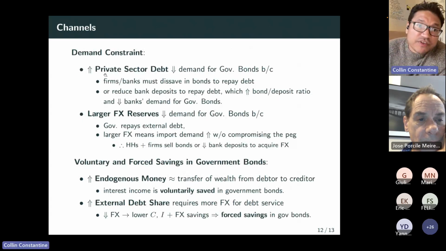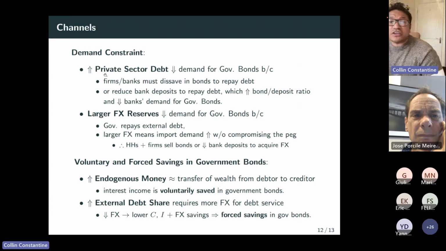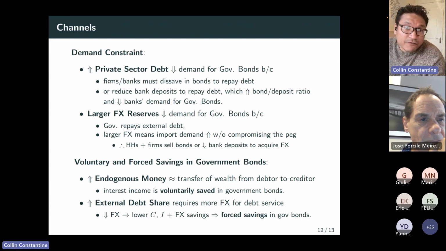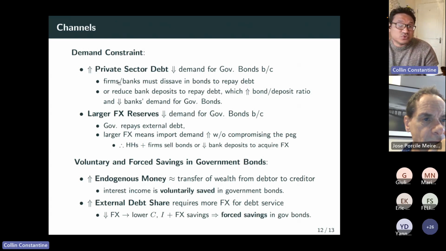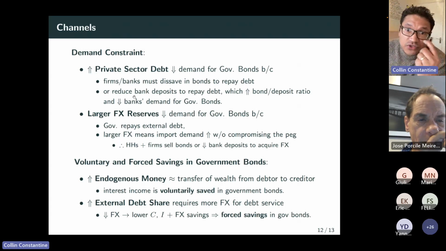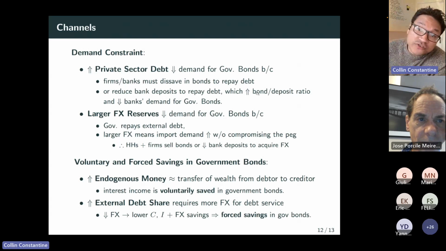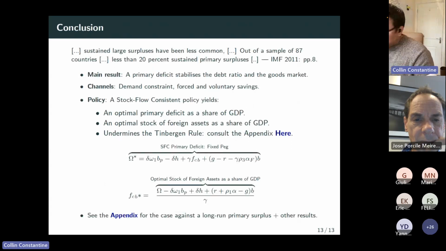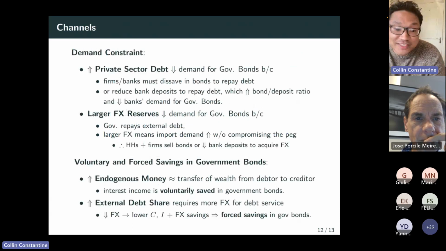So first thing is, if there's an increase in the private sector debt share, there's going to be a reduction in demand for government bonds for two reasons at least. Firms are going to dissave in government bonds to repay debt. All right, that's an obvious channel. Or maybe they reduce their bank deposits to repay debt. And if they do that, then the bonds to deposit ratio in the banks is going to rise, and banks are going to reduce the demand for government bonds. You must remember, banks hold government bonds. So I'm from the Caribbean, and I can tell you that 99% of domestic bonds are held by banks, for example. So this is a very important channel, particularly for low-income countries.